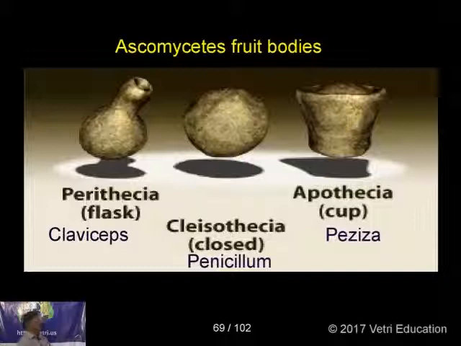The perithecia, it is a flask-shaped structure. Example, Claviceps. Another is called apothecia. It is an open cup-like structure. Example, Pezizа. And this Cleistothecium is completely closed. This is called Cleistothecium. Example, Penicillium.